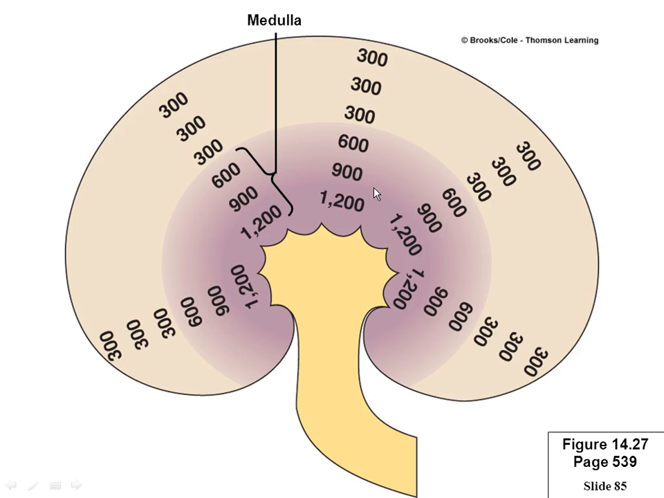Remember, you make 180 liters of filtrate every day, but you only pee out 1.5 liters. So as this water is coming down into this hypertonic solution, it's getting the water pulled out, pushed into the bloodstream, and carried back up to the rest of the body.